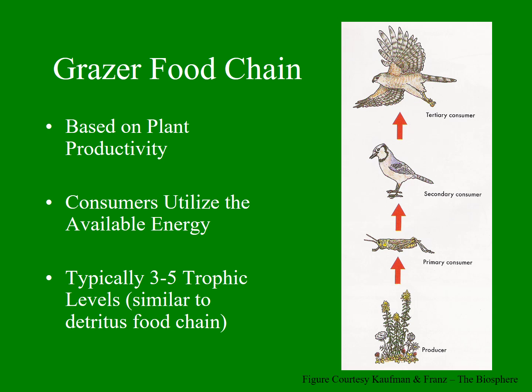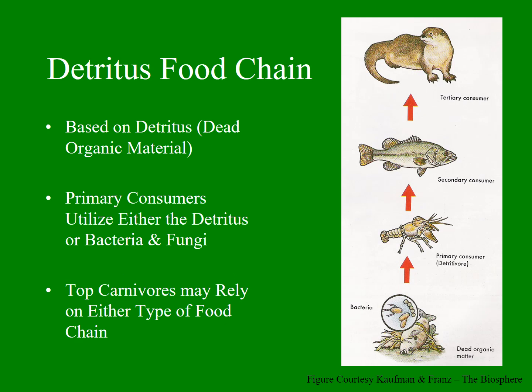And it's similar to that we'll see in the detritus food chain, which is based on dead, decaying organisms. So the detritus food chain, if you have a fish that dies and it's broken down by bacteria, it also could be eaten by a primary consumer, like a detritivore, crayfish in this case.